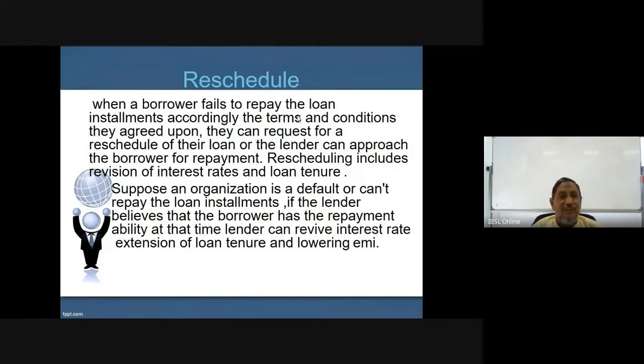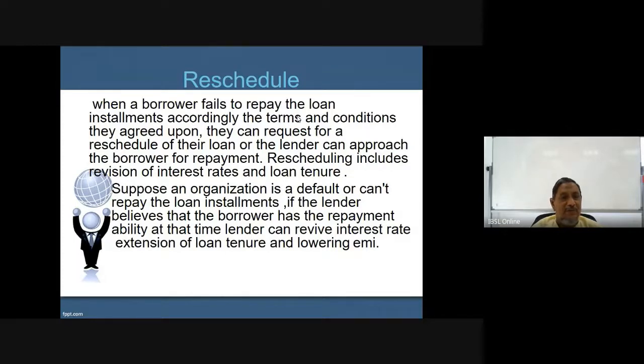When a borrower fails to repay the loan installment according to the terms and conditions they agreed upon, they can request a reschedule of the loan, or the lender can approach the borrower for repayment. Rescheduling includes the revision of interest rate and loan tenure, extension of the tenure period.